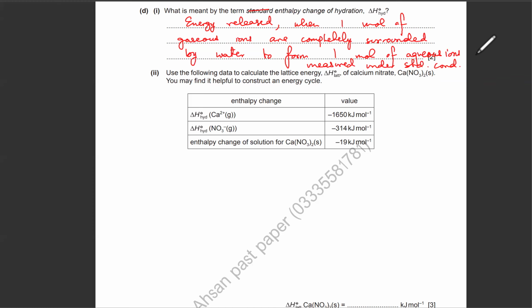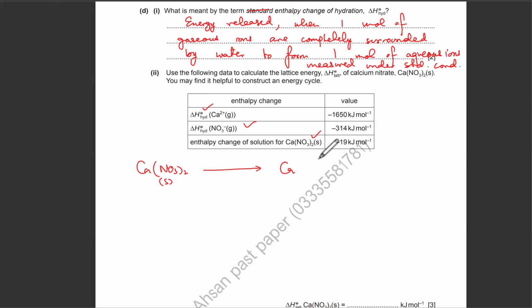Next, use the following data to calculate the lattice energy of calcium nitrate. You may find it helpful to construct an energy cycle. So it's exactly the same thing. The enthalpy of hydration or enthalpy of solution is given. So what is enthalpy of solution? You try and calculate this one. Calcium nitrate solid dissolves. That's enthalpy of solution.